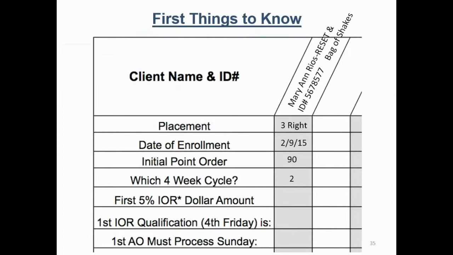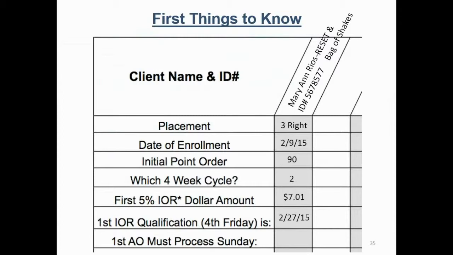What is the 5% IOR dollar amount? That's called initial order reward. Marianne's initial order was $140, and 5% of that is $7. She's going to get that as long as she does her order and sets it up by the 4th Friday. So I wrote that down. The 4th Friday for Marianne is 2/27. She enrolled on February 9th, and she has to arrange her auto order by the 27th or before to save the $7.